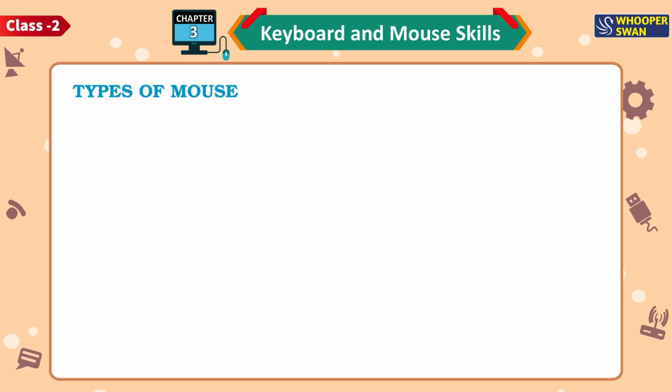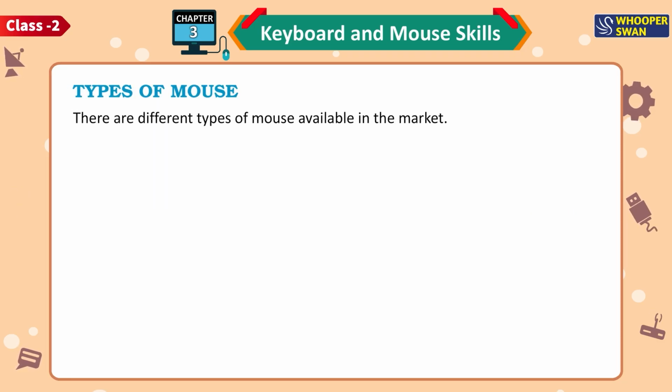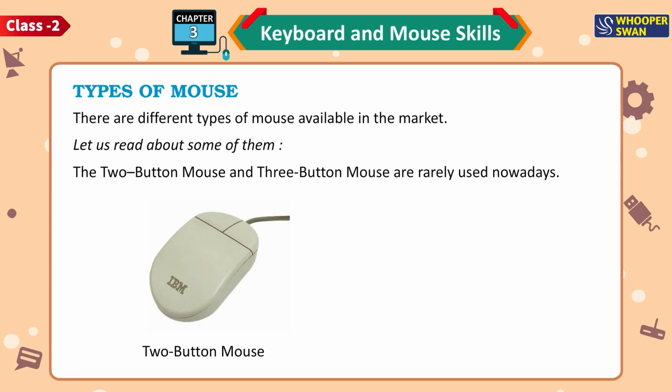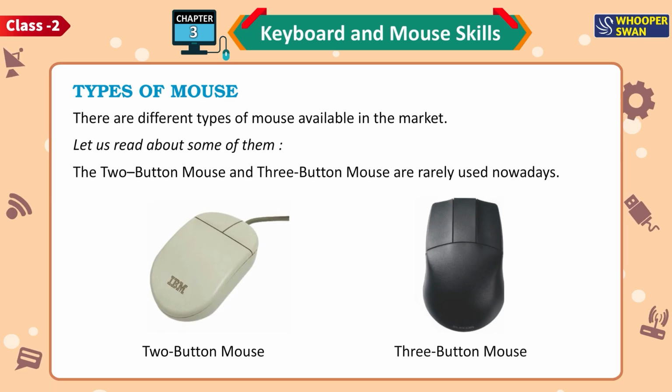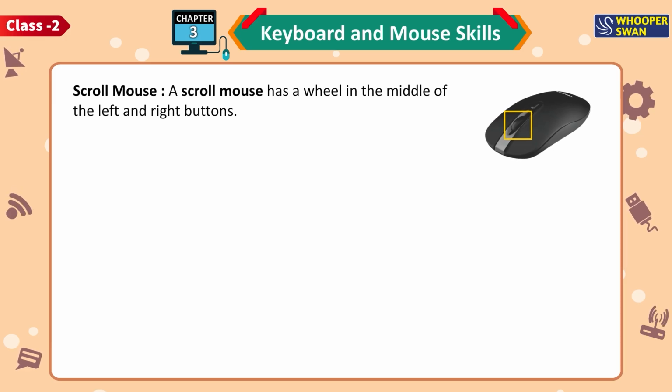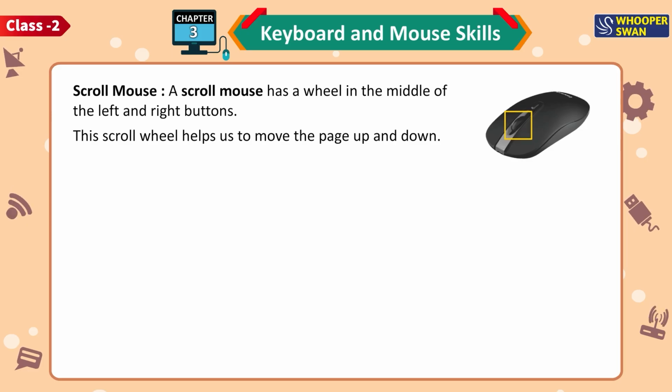Types of mouse. There are different types of mouse available in the market. Let us read about some of them. The 2-button mouse and 3-button mouse are rarely used nowadays. Scroll mouse. A scroll mouse has a wheel in the middle of the left and right buttons. This scroll wheel helps us to move the page up and down.